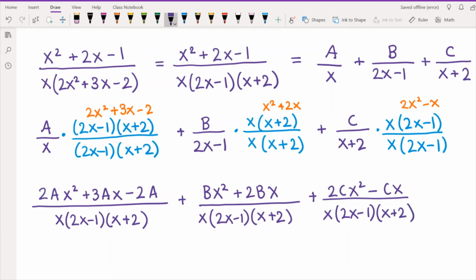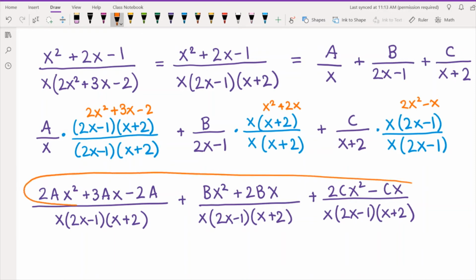Okay, so I'm not going to write the next line out where we added these 3 together because we can basically see what's going to happen, right? We're just going to add these 3 numerators together over the denominator that they all have. So what do we want to do next, comparing our new fraction to our original fraction? Well, the numerator of the new fraction is basically going to be all these 3 things added together. And what's the numerator of the original fraction? It was x squared plus 2x minus 1. So that's what we need to compare, left and right.